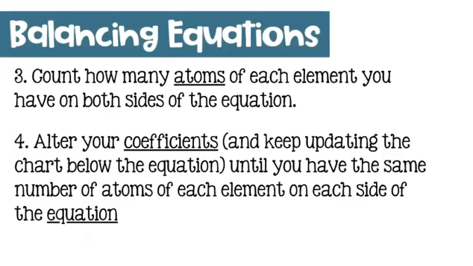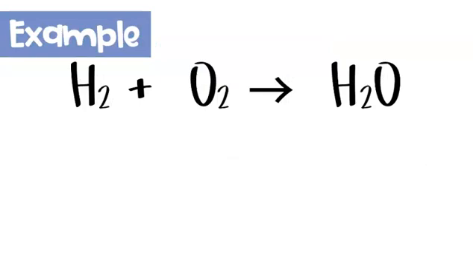Then we're going to count how many atoms of each element you have on both sides of the equation, and finally alter our coefficients and keep updating the chart below the equation until you have the same number of atoms of each element on each side of the equation. Let's look at an example.